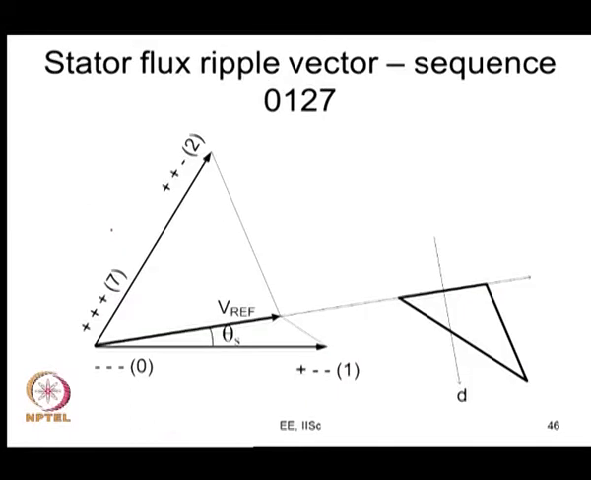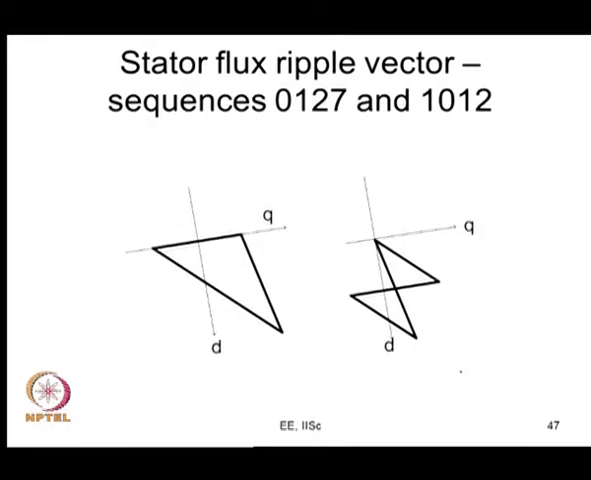You have another example of, let us say 0 1 2 7. Now, I have considered a different value of reference vector, this is 0 1 2 and 7. So, the flux vector tip moves along this path. So, if you compare this with something else, the same picture I have reproduced here, 0 1 2 7, I am comparing this with 1 0 1 2, this is let us say 1, this is 0, it continues, this is 1, this is 2.